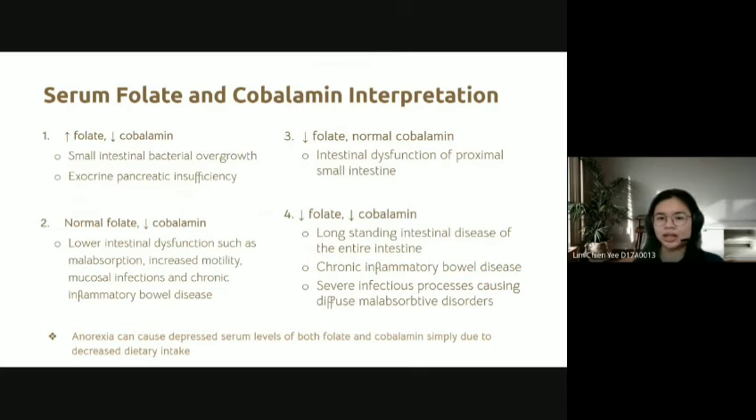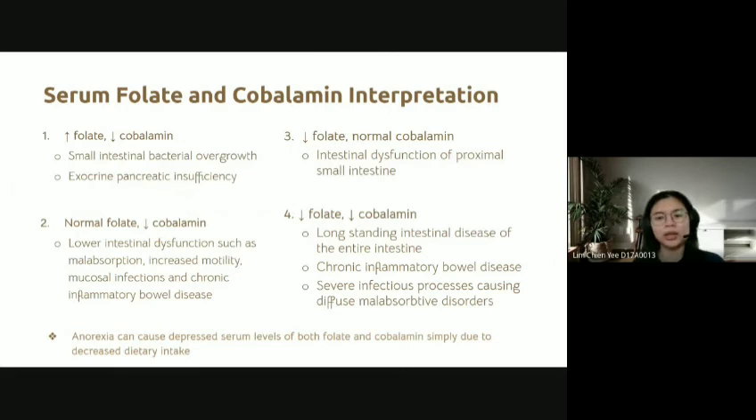On the other hand, when there is decrease in folate level but the cobalamin level remains normal, it can be indicative of intestinal dysfunction or proximal small intestine dysfunction. If there is decrease in both folate and cobalamin level, there can be long-lasting intestinal disease of the entire intestine. There can be chronic inflammatory bowel disease or severe infectious processes causing diffuse malabsorptive disorder as well.